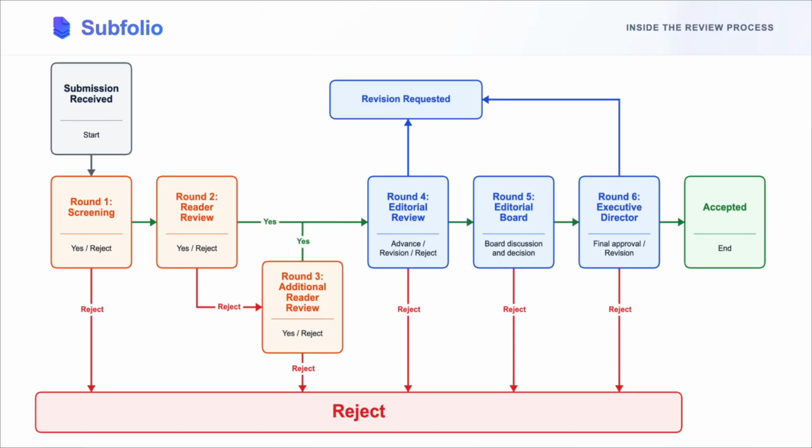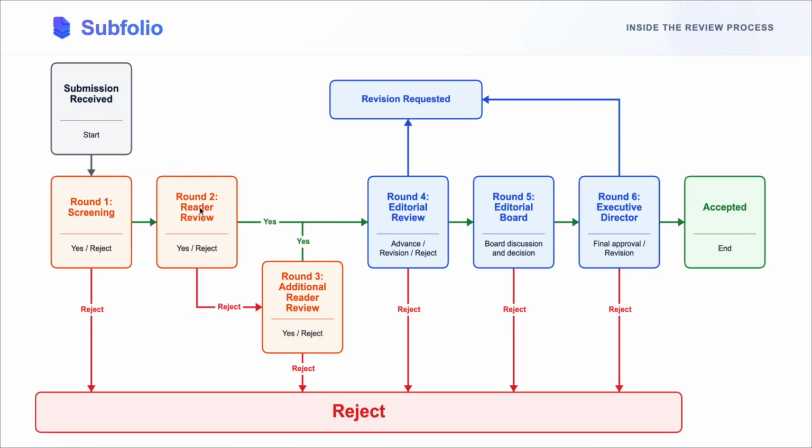This is the flowchart of the review process we're looking at today. First, a submission is received. When it's received, it goes into the screening round. In this round, 1 reader is assigned. Their only job is to vote either yes or reject on the submission. They're taking a very cursory look at the submission to say, does it have any potential through the whole rest of the process? If not, it gets rejected.